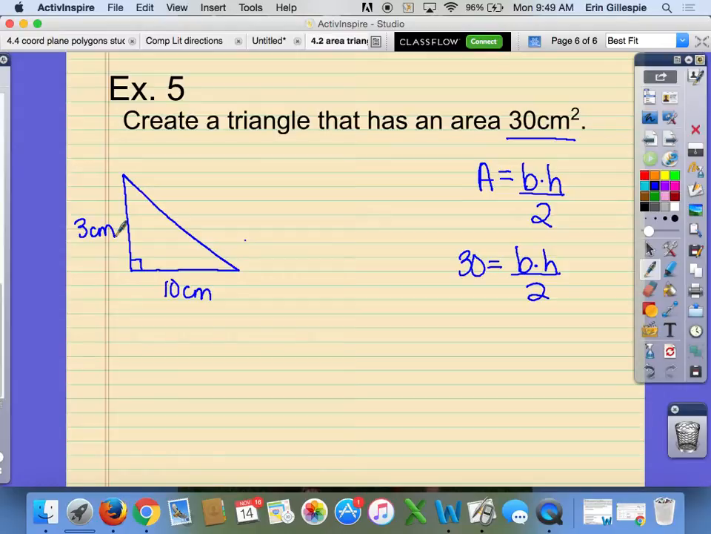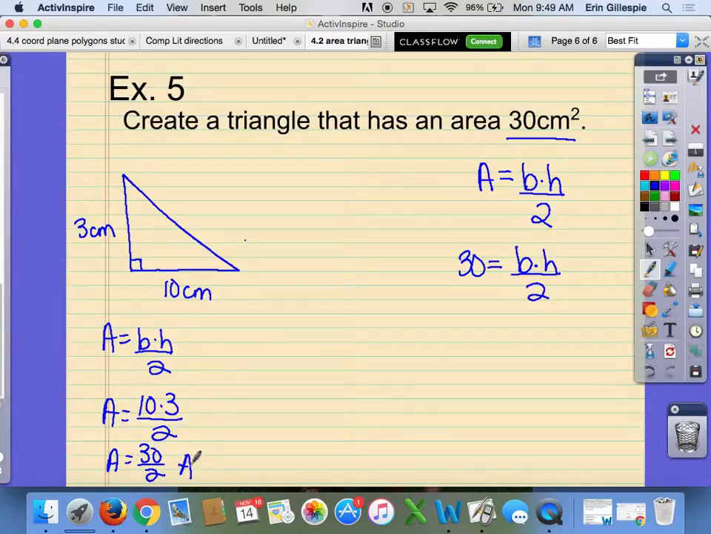But that's not right. Because if I actually do the area formula for this, area would be base times height divided by 2. Well, my base is 10, my height is 3. So I do get 30, but I still need to divide that 30 by 2. So the area of this triangle is actually 15 centimeters squared. Uh-oh. So what do I need? What base and height do I need to be able to get an area of 30? Well, I needed it to be bigger than 30. In fact, twice as big, because I need to divide by 2 and then get 30. So I have to ask myself, what number divided by 2 equals 30? And that number would be 60.